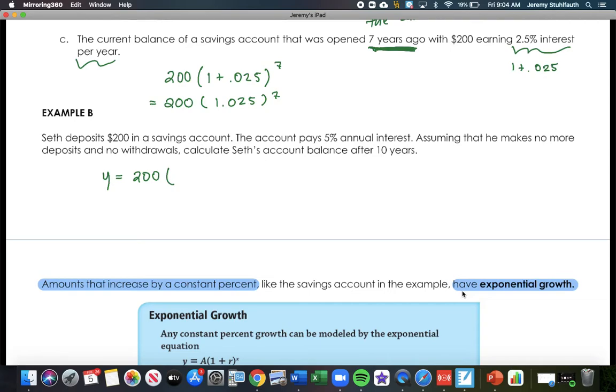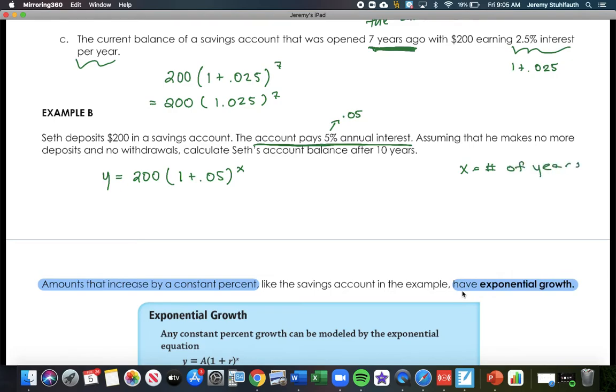And then his account is increasing by 5% annual interest. So that means that the amount in his account is going up by 5%. So 5% written as a decimal would be 0.05. So we'd have 1 plus 0.05 because the 1 represents the 100% of his money that's already in there plus the 5% of what's in there. And then this interest is being earned every year, so we'd raise it to x, where x equals the number of years.